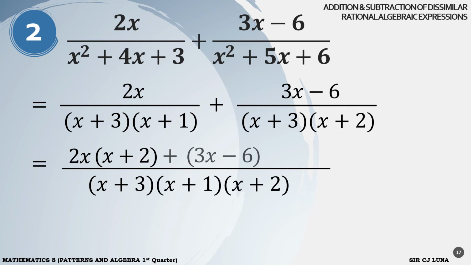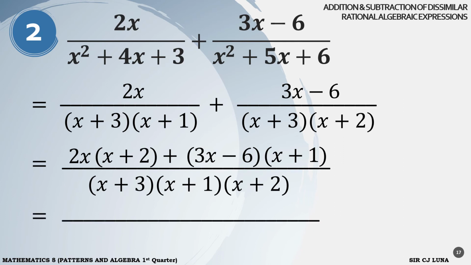Now, we have the second numerator. We have quantity 3x minus 6. And then, divide the LCD by the denominator. We cancel x plus 3. We cancel x plus 2. So what remains is x plus 1. Then we simplify the numerator.